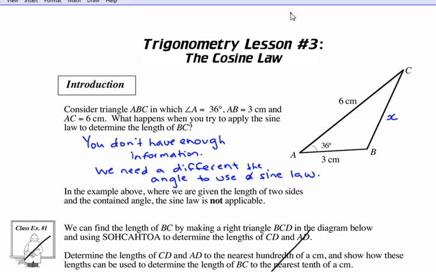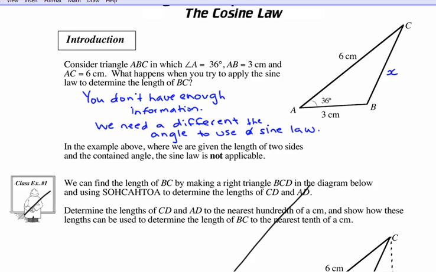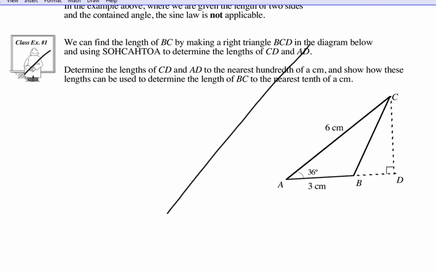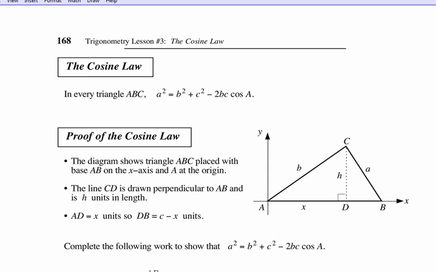So in the above example, we are given the length of two sides and the contained angle. The sine law is not applicable. Whenever we know two sides and a contained angle, so an angle in between those two sides, then we cannot use the sine law. We have to use the cosine law. Now, example 1, I'm going to skip. It's basically constructing a right triangle, going through a whole bunch of calculations to get side BC, and that would take a longer time. So instead, we're going to go straight into the proof.